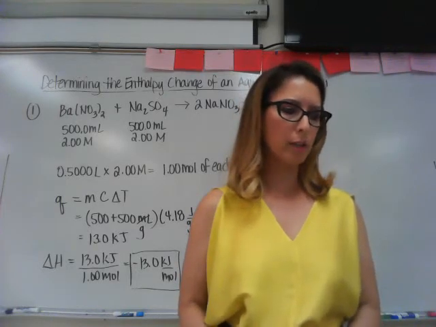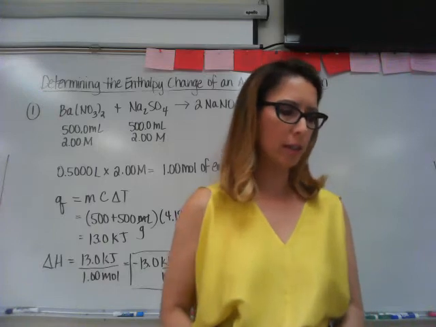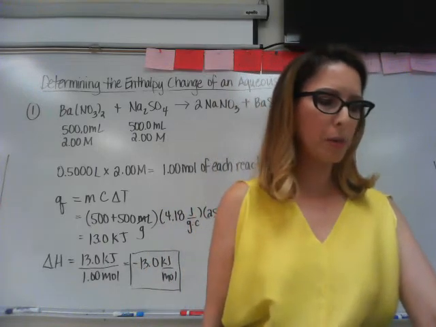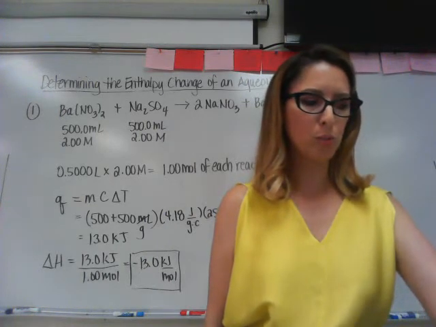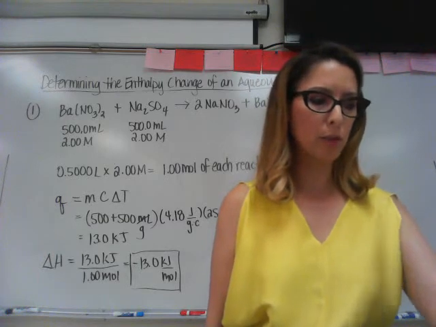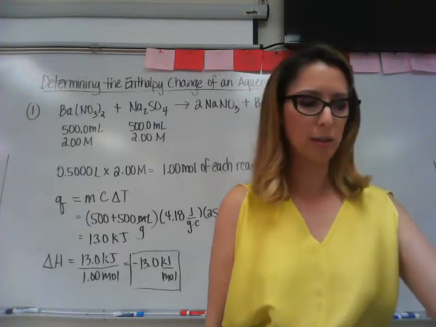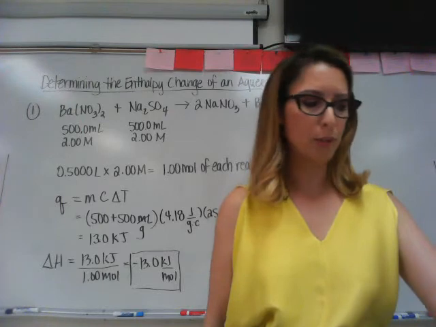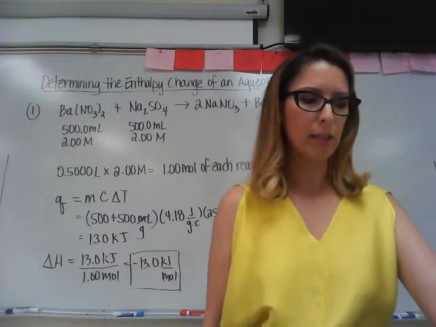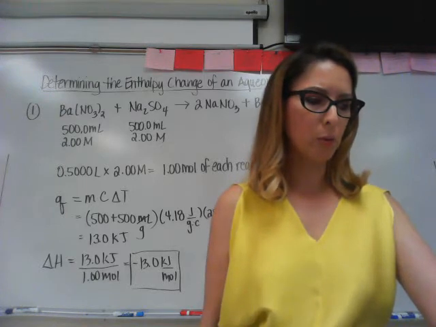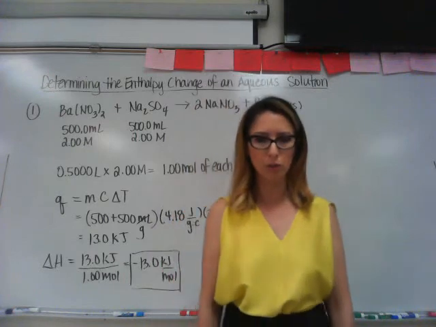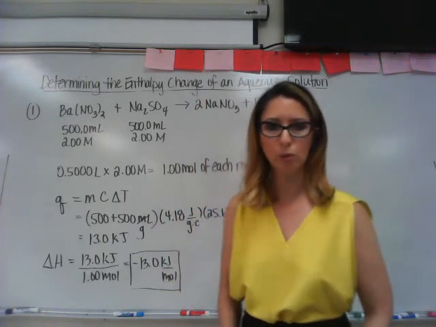Okay, we are determining the enthalpy change of an aqueous solution. In the first problem, you're combining 500 milliliters of 2 molar barium nitrate solution at 22.5 degrees Celsius in a coffee cup calorimeter with 500 mL of 2 molar sodium sulfate solution at the same temp. You're forming a white precipitate. The maximum temperature reached is 25.6 degrees Celsius, and we want to calculate the molar enthalpy of the precipitation of barium sulfate. We need to write the balanced chemical equation.